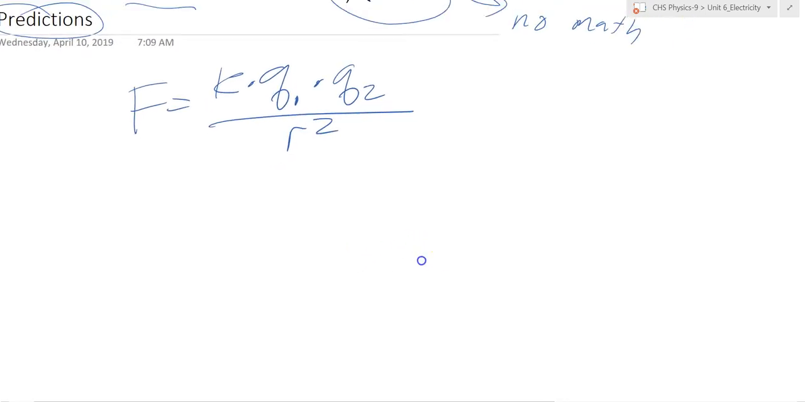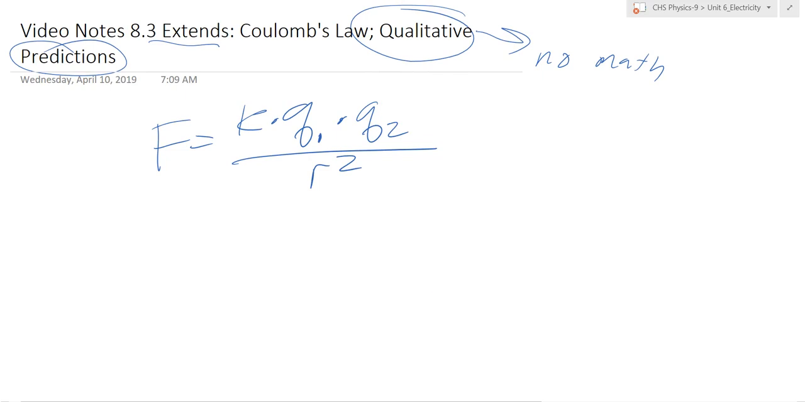Okay, so as a reminder, the way that this is going to work is you're always going to get something that says, hey, if the distance increases by this much, how much is the force going to change by? If you change the charge, how's that going to affect the force and by how much?